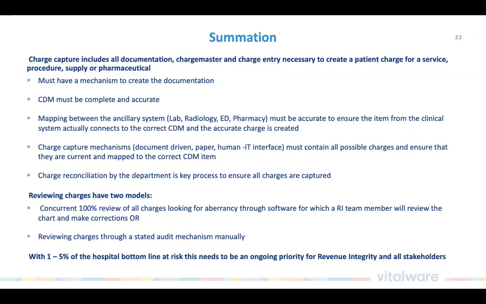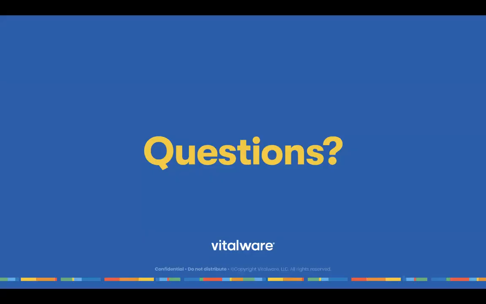And then reviewing charges through a stated audit. I mean, every department should do it. IR is a big one, and Cath lab with all those first order, second order, third order vessels and supplies. And then remember, 1 to 5% is at risk. So your goal is to get it as low as you possibly can for your charge capture.